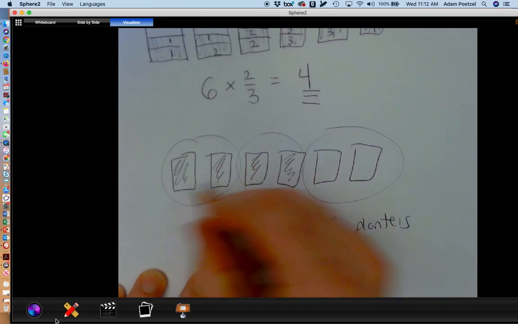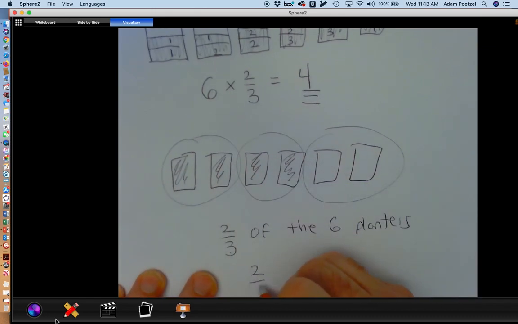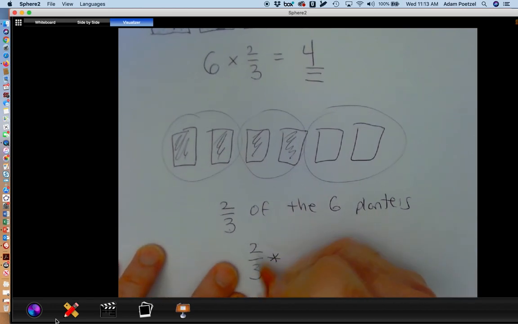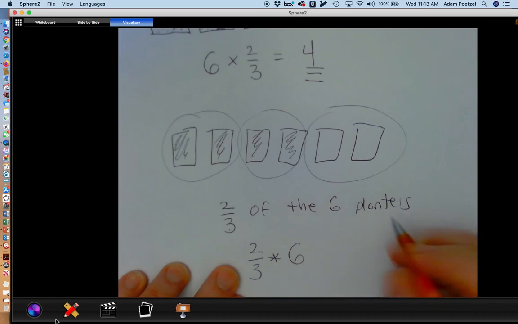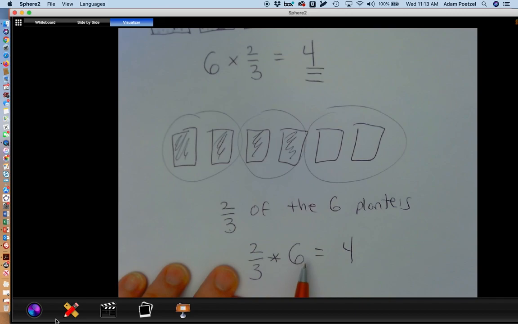And again, we still see the answer is 4, which it should be, since multiplication is commutative. But in this one, it would be 2/3 of 6 equals 4. And again, we could still say it's 2/3 groups of 6. The language gets a bit more awkward, but we're looking at 2/3 of 6, and we get the same answer either way.